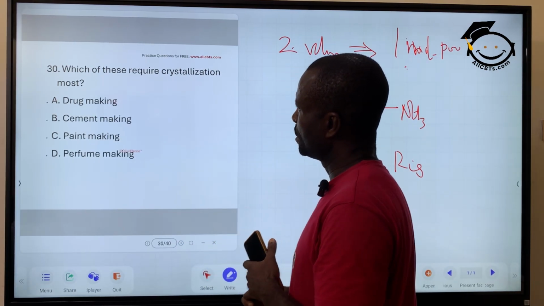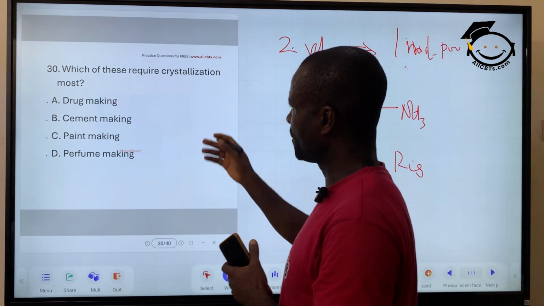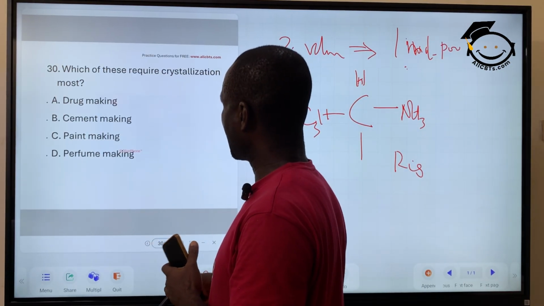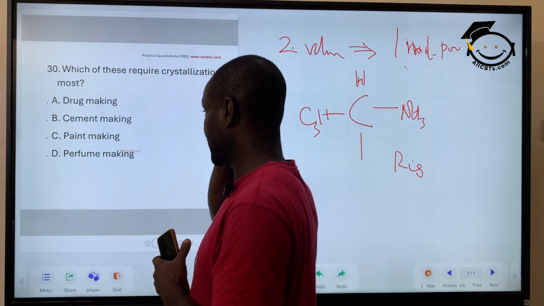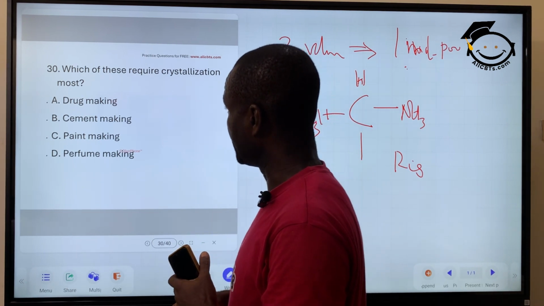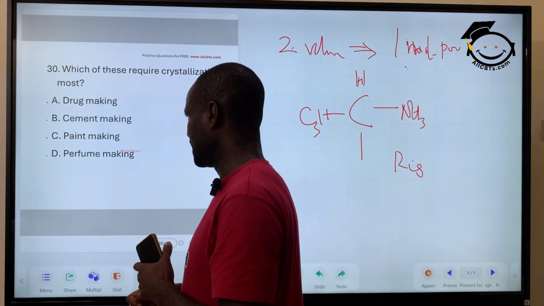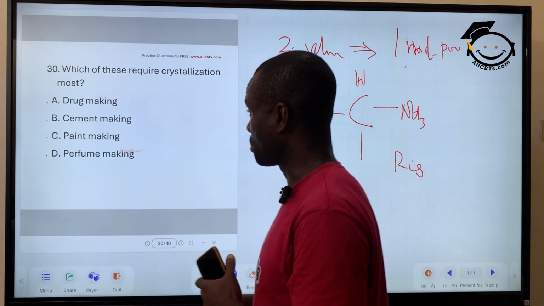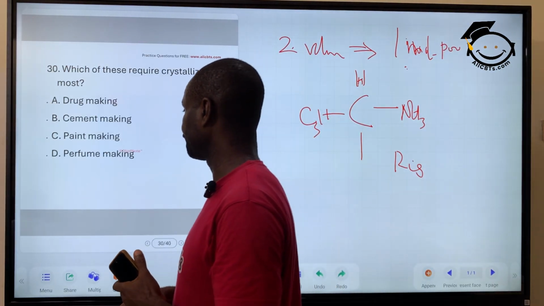Number 30. Which of these require crystallization most? Of all these methods of preparation, one of them requires crystallization. A, drug making. That's in the pharmaceutical industry, from crystallization. Then B, cement making, paint making, perfume making. Crystallization is best used in drug making. They are used to prepare the drug, making them into solid crystals in tablet form.